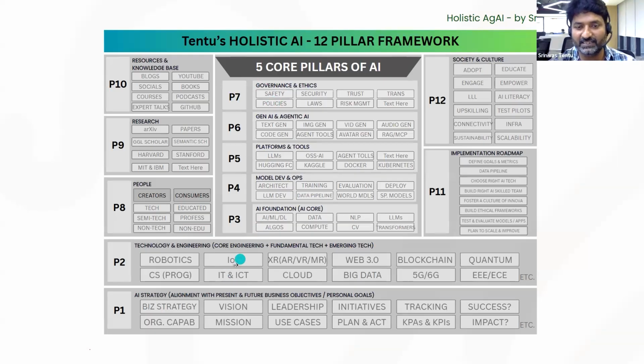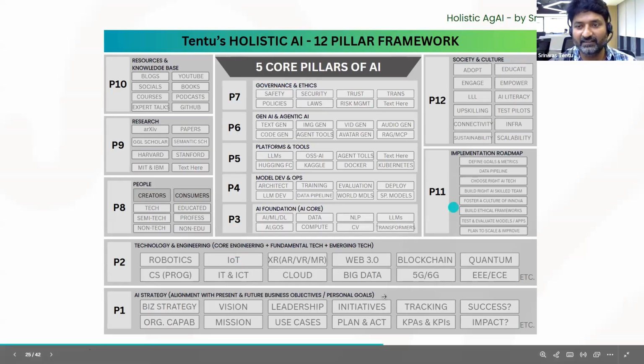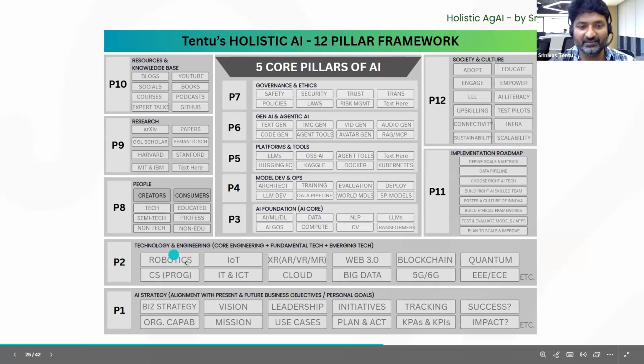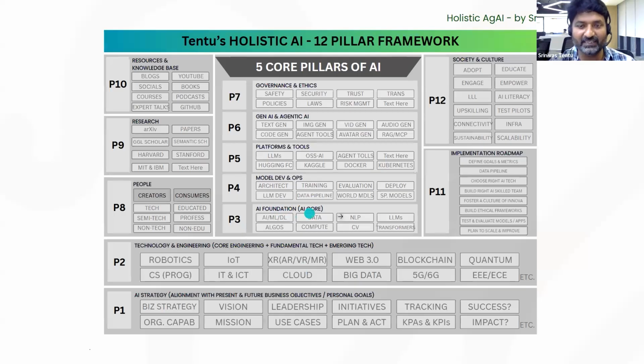See, this is also pure technology, right? These governance and ethics and strategy come under leadership level, and these core technologies, emerging fundamental technologies, AI foundation, AI core, and model development operations come under pure AI development and ML development kind of things. Then, if you want to build your own applications by using all the LLMs, from here it starts: platforms and tools, Gen AI and agentic AI, and governance and ethics.